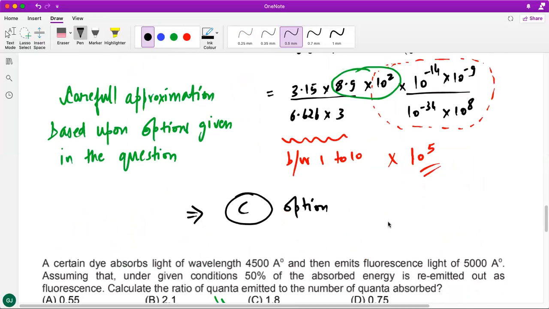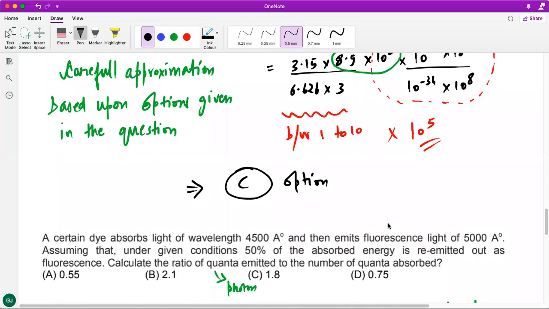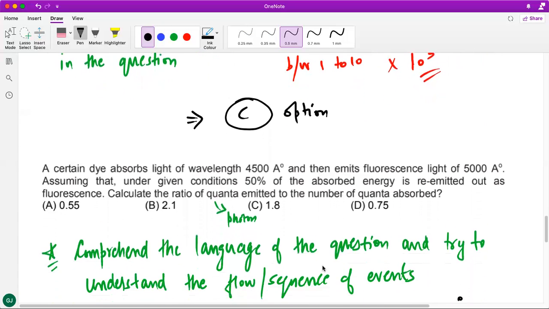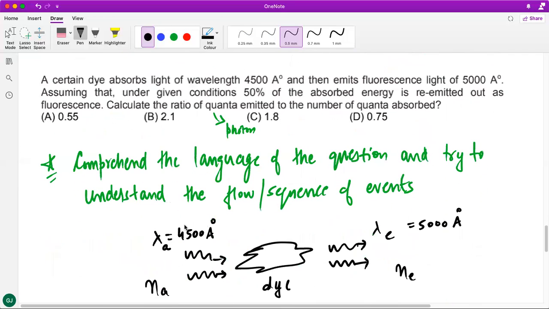All right. Another question. You can again pause and take an attempt yourself. Now, we'll have that same consistent approach. We'll first try to comprehend the language of the question. Okay, there is a certain dye that absorbs light of a certain wavelength and emits light of a certain wavelength. So, there is a dye which is absorbing light of 4,500 angstrom and emitting light of 5,000 angstrom.